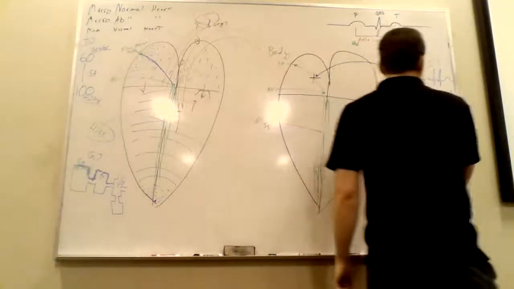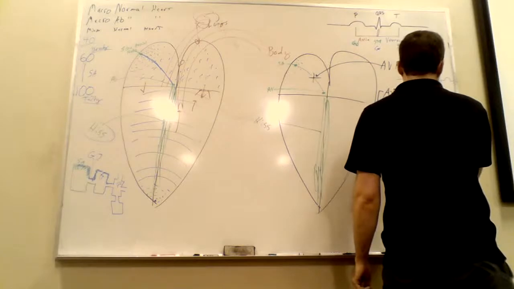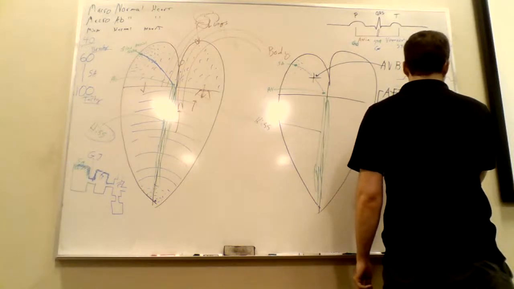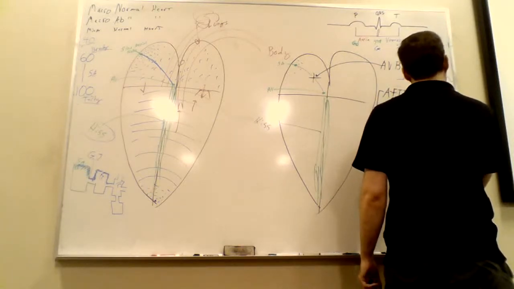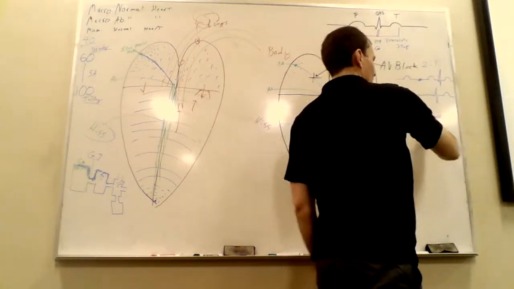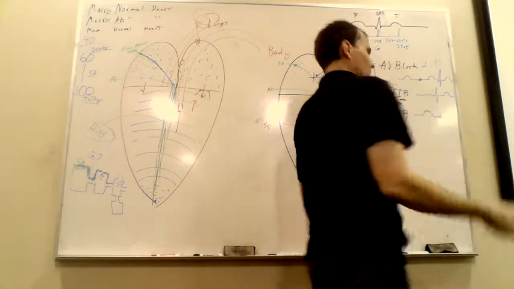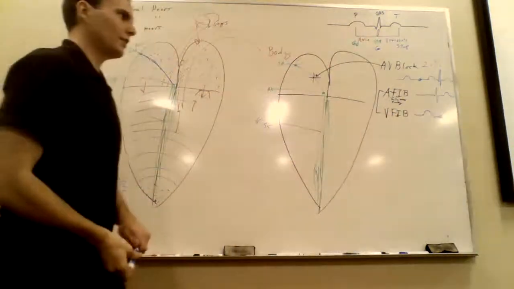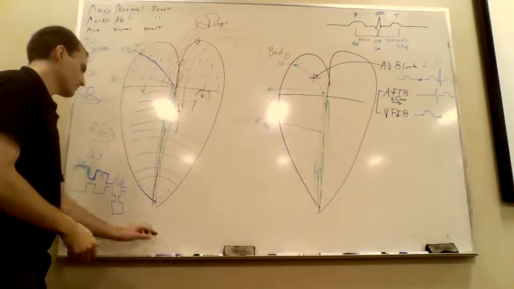So VFib is going to look something like this. Maybe there'll be a little bit there, a little bit there. So you still have your atria doing their thing, okay, but everything else is next to non-existent, and it's just jiggity all over the place.